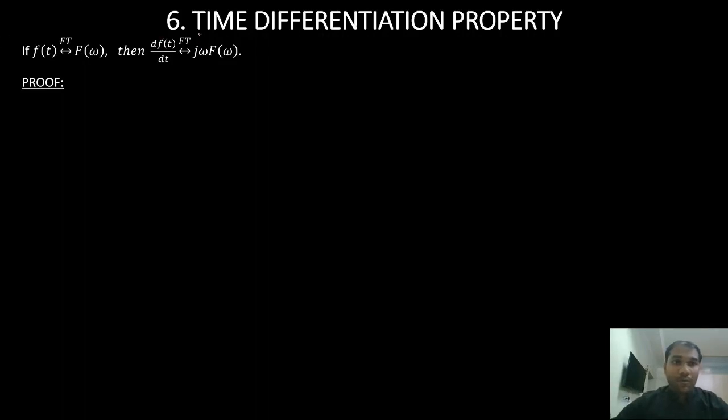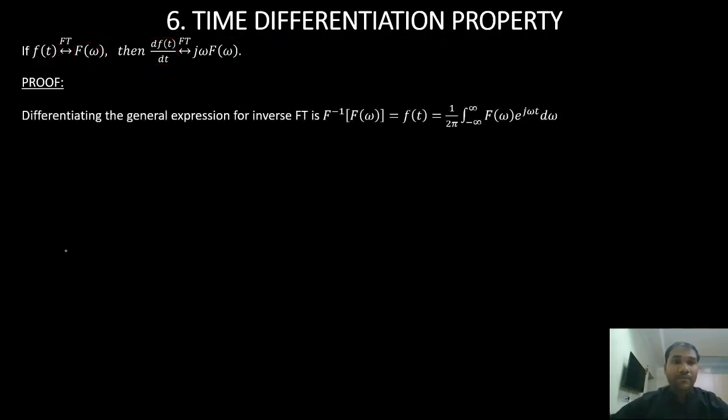So, time differentiation property, that means if you differentiate the time signal, how will it affect our Fourier transform? f of t is my time signal. F of omega is the corresponding Fourier transform. So if you differentiate your time signal, how will it affect the Fourier domain? That is what we're going to see in this property, right? So let us prove it.